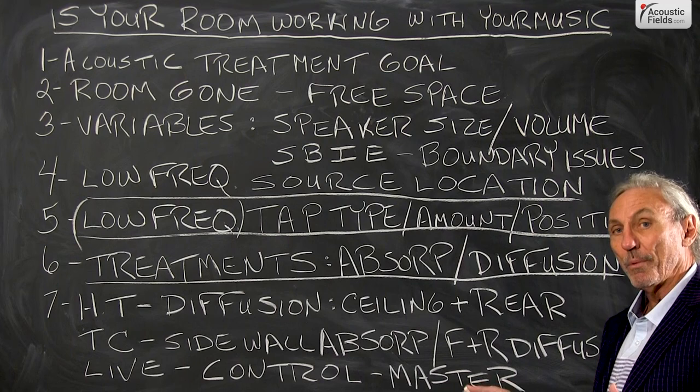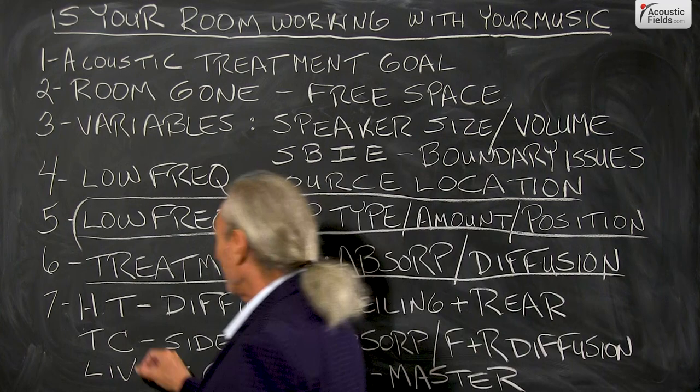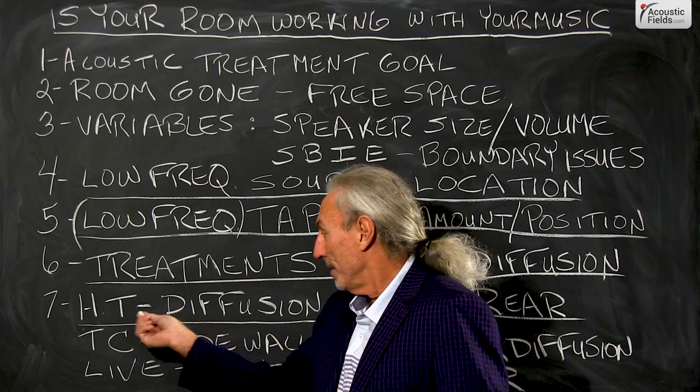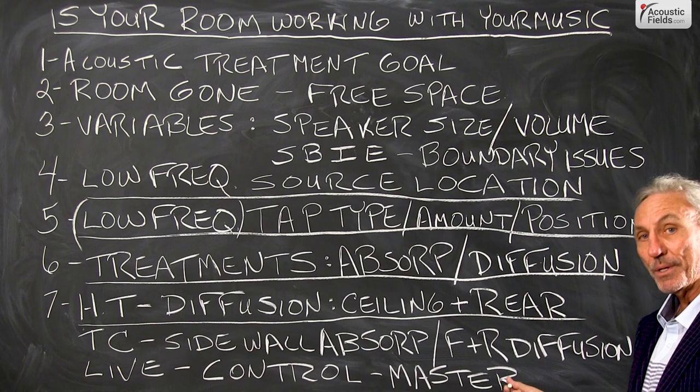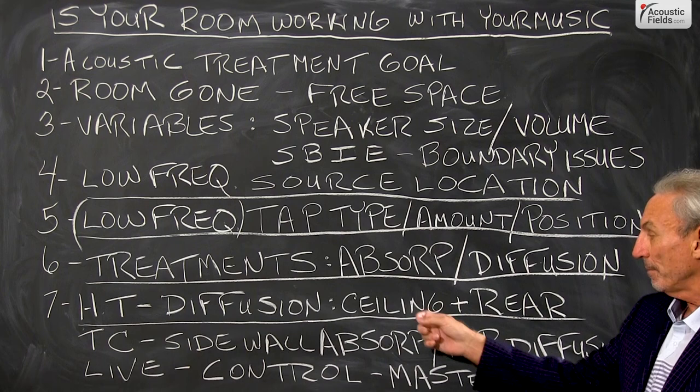So let's take some examples to give you an idea how different things are in different usages. Home theater: diffusion, ceiling and rear wall almost constantly. Why are we doing that? Because we want to open the room up. We want to make it sound larger. The Dolby Atmos rooms, we have to be a little careful with diffusion on the ceiling, but we'll talk about that in another video also.